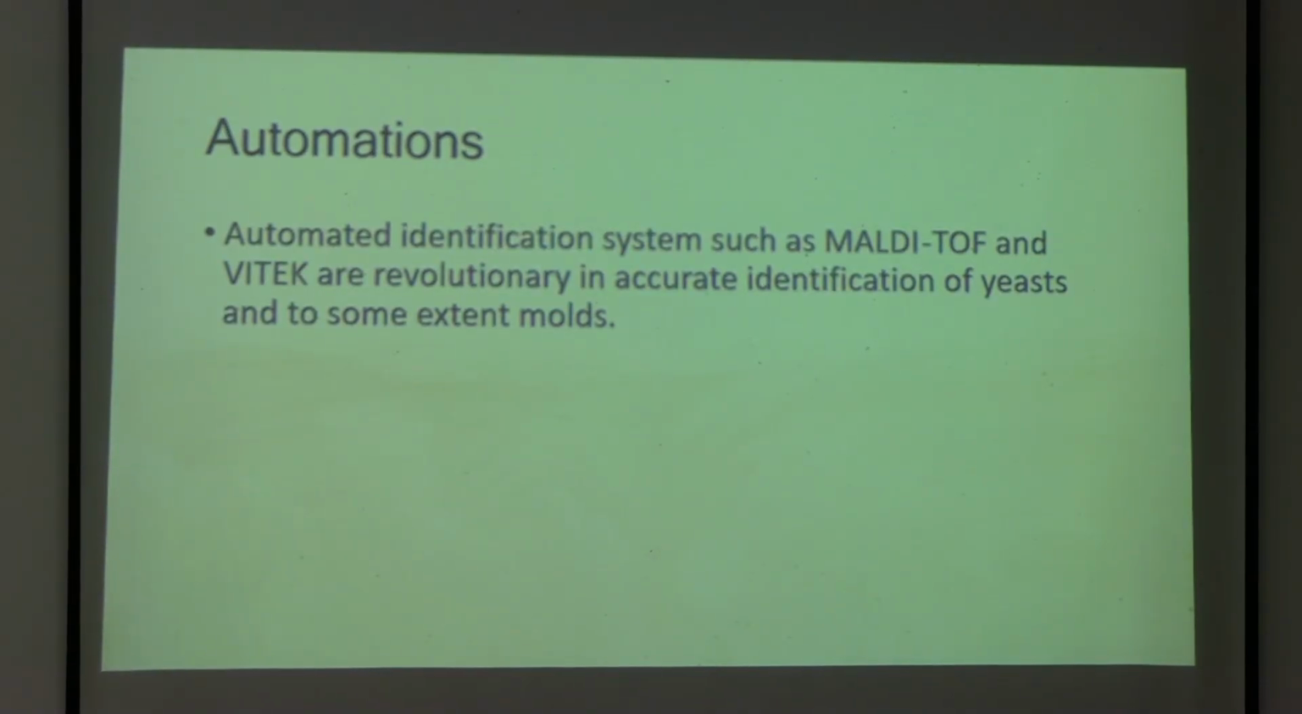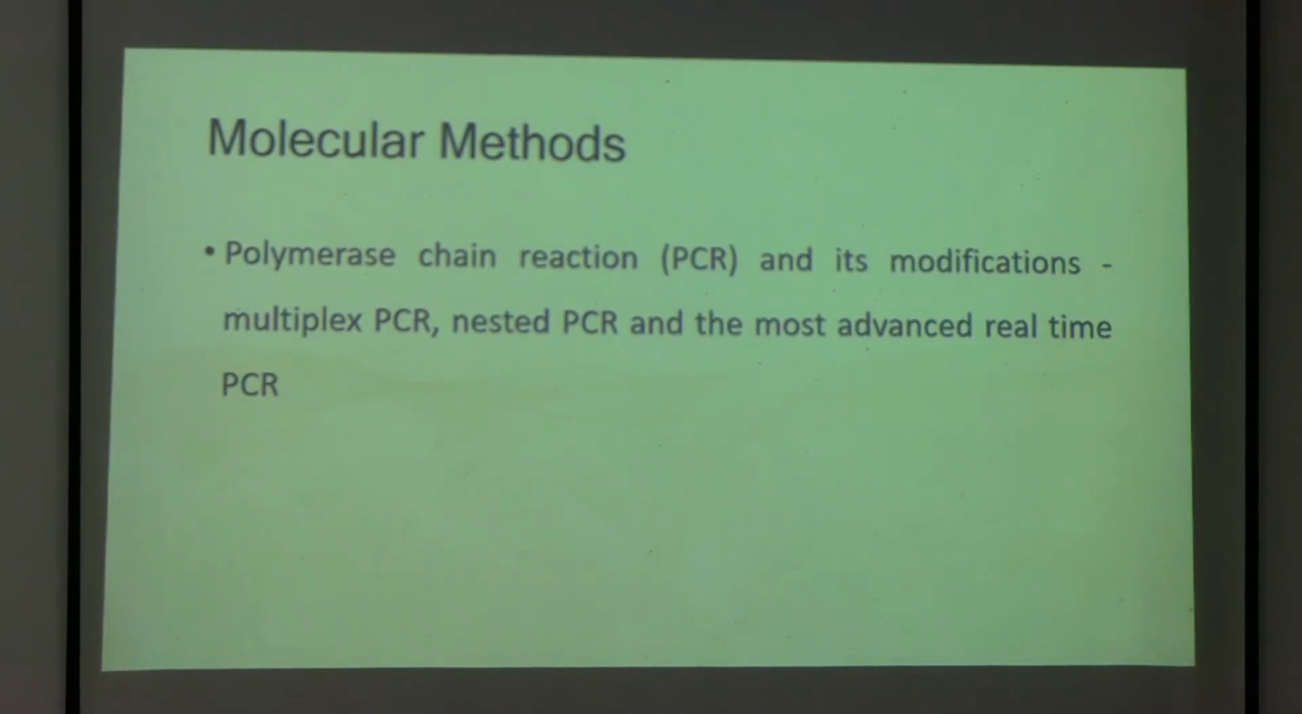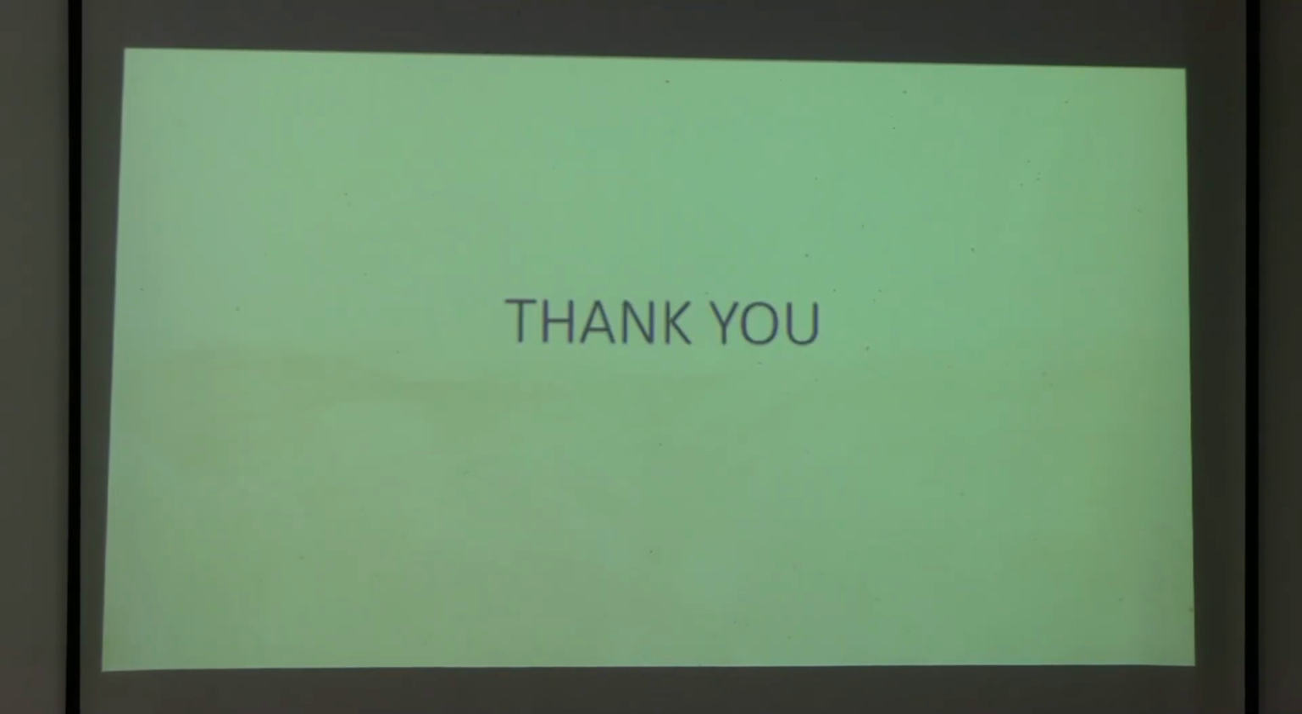Then come the automations. Once the organism grows, we can identify it through automations also. It can be done by either MALDI-TOF or Vitek. Then again, PCR can be done for molecular identification.